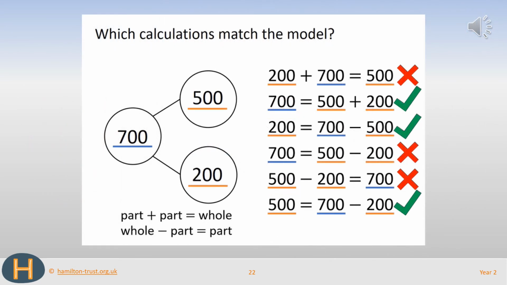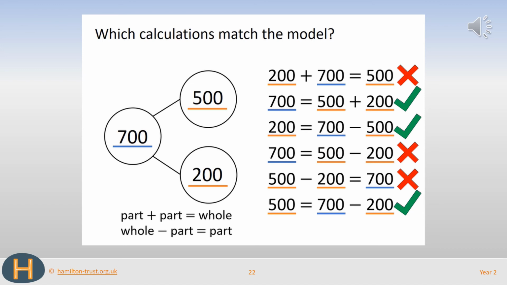And here are your answers to that Mastery Monkey challenge. 200 add 700 equals 500. No, definitely not. Seeing as we were adding multiples of 100 yesterday, we should be able to add 200 and 700 together. What do we get when we add those two together? We get 900. So 500 is wrong. Second one, 700 equals 500 and 200. So if I was looking at part whole model, 700 in blue is the whole, and my two parts, 500 and 200, make the whole. So that is right. The third one, 200 equals 700, take away 500, and that one is right.